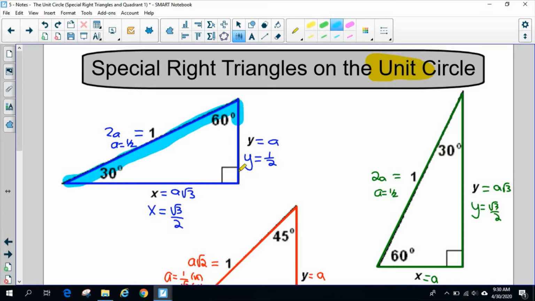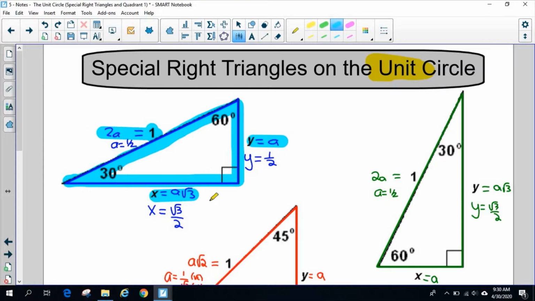So if I take a look at a 30, 60, 90 triangle in which we apply the hypotenuse as 1, that's the key to understanding what the unit circle means in terms of its definition. So in this 30, 60, 90 triangle, I have a hypotenuse of 1. I'm then going to label all the sides just like I did a second ago. So across from 30, I have a. Across from 60, I have a root 3. Across from 90, I have 2a.